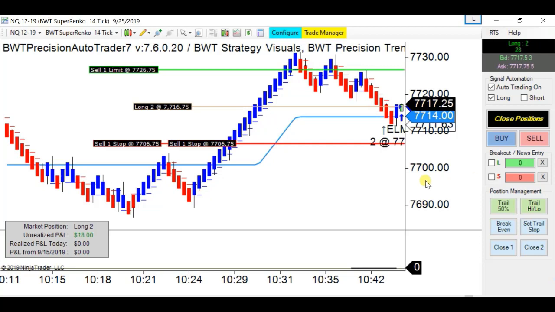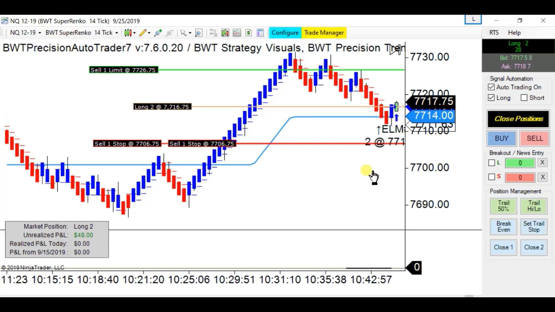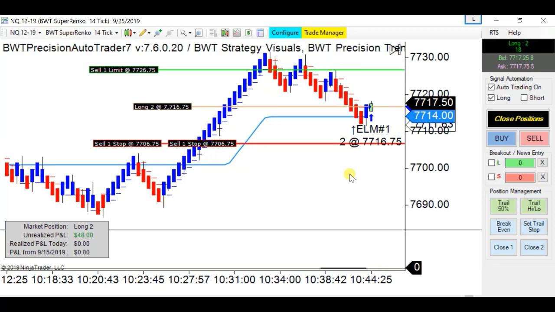Okay, here's the long. The auto trader was just amazing. It somehow picked the right time to be long, and when all the conditions lined up, it just took a long. If I was home looking at it, there was no way that trade would have taken place. This auto trader makes trading so much easier.